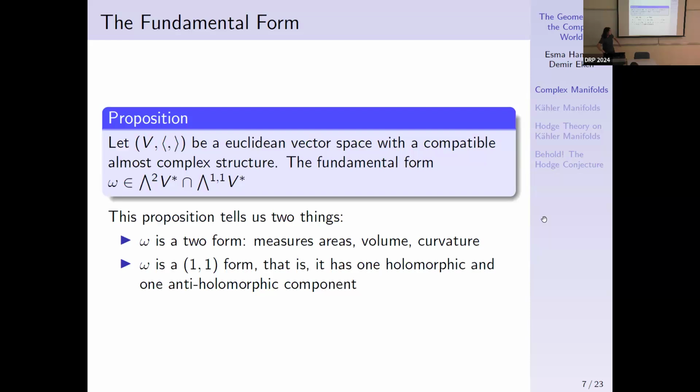There is a proposition that says what I just said: it measures areas, volumes, curvatures. This proposition also tells us that it is a two form and a (1,1) form. What is a (1,1) form? It has one holomorphic part and one anti-holomorphic part. I can illustrate it: that would be the holomorphic part, and that part would be the anti-holomorphic.